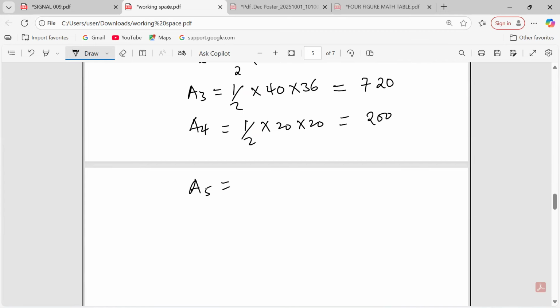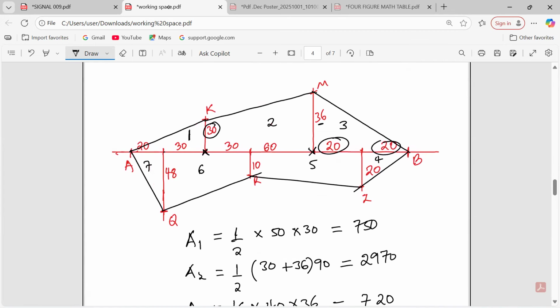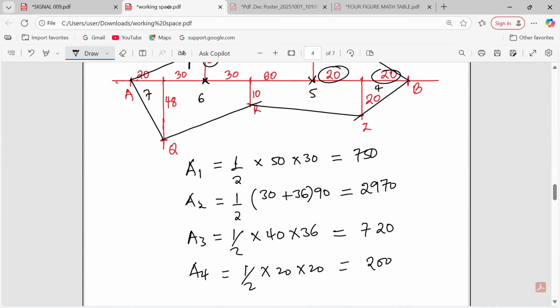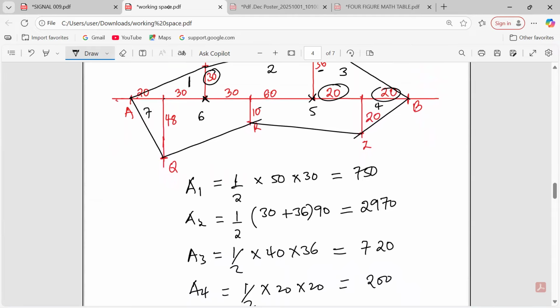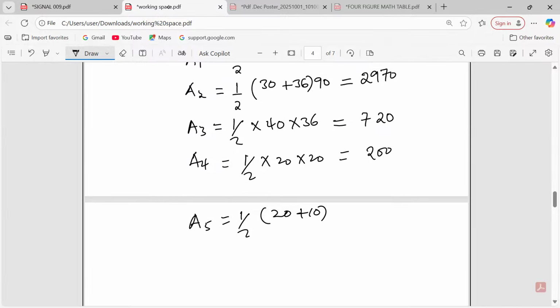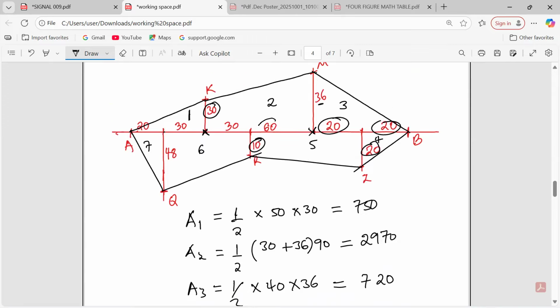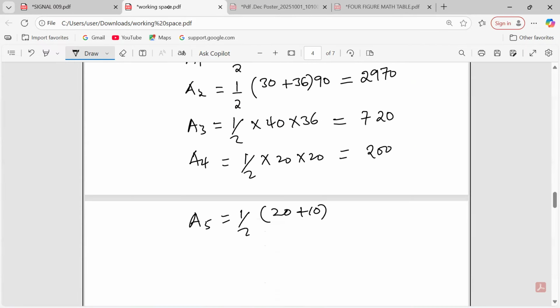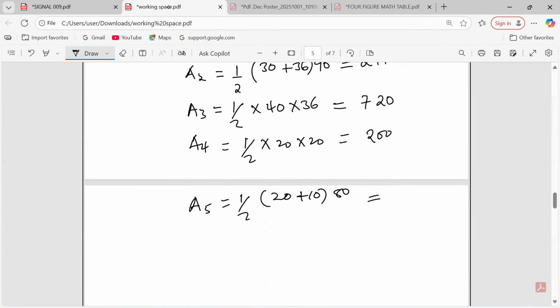Area 5. Which shape is there? Trapezoidal. Okay. So half times 10 and 20, the parallel sides. And the height between them is 60 and 20, giving us 80. This shall be half multiplied by 30 by 80, giving us 1200.